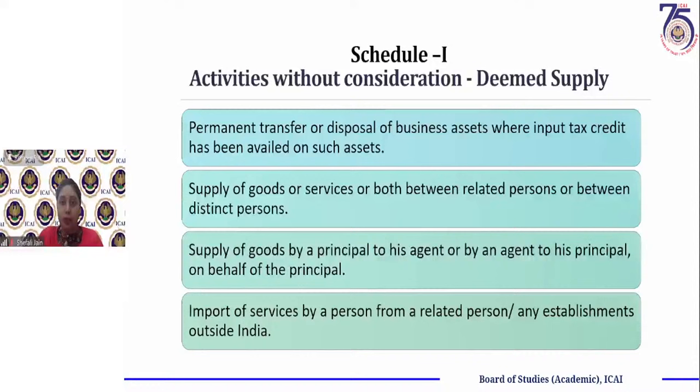First of all, we are taking Schedule 1, that is activities without consideration which have been deemed as supply. It has four paragraphs, or four entries. Para 1 we had discussed last time; that was permanent transfer or disposal of business assets where input tax credit has been availed on such assets. We'll start from Schedule 1 itself. We'll repeat Para 1 so that students who are joining today can at least understand it from this particular point.